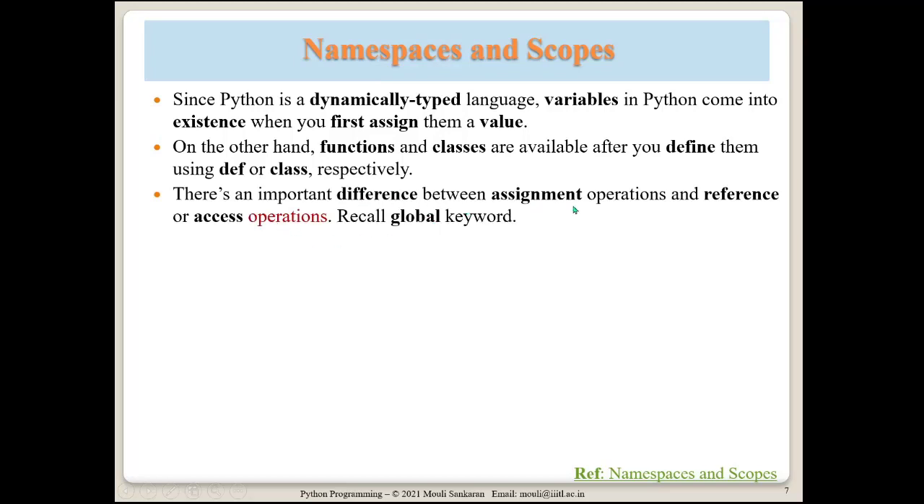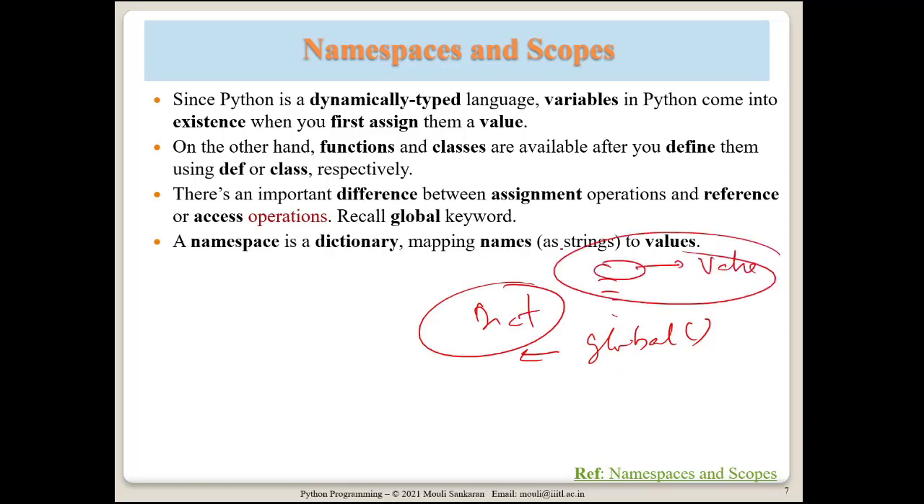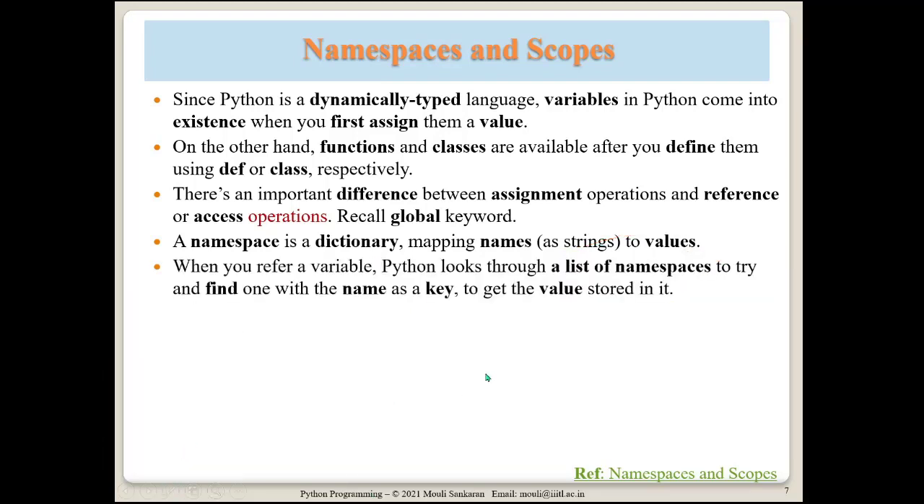There is an important difference between assignment operations and reference or access operations with a global variable. I will talk about the global keyword later; till that point, do not worry about it. A namespace is a dictionary, mapping names to objects. I told you that all the globals are associated with the function globals, which returns a dictionary which has the label to value association. So any namespace in Python is nothing but a mapping from names to values.